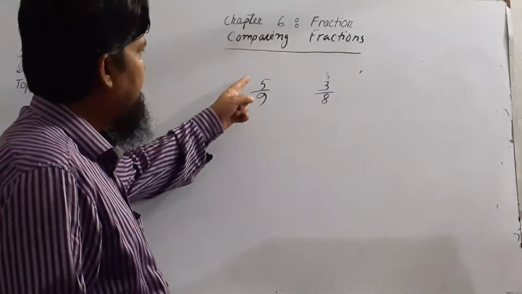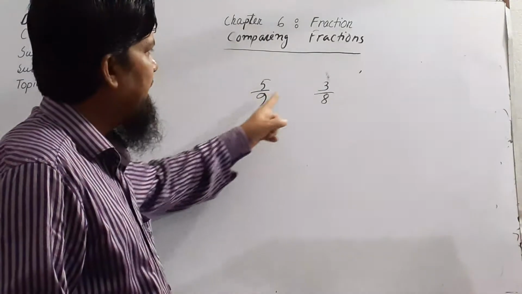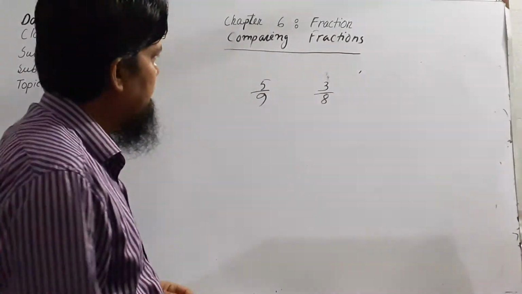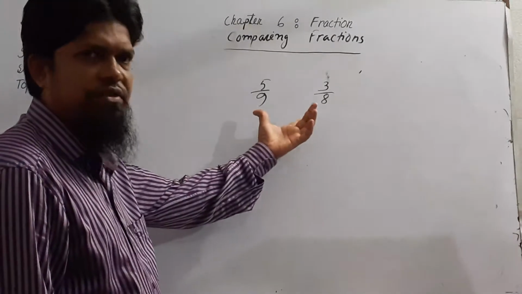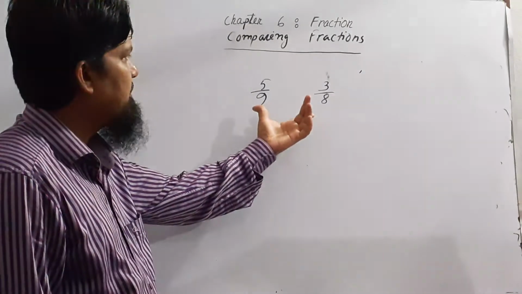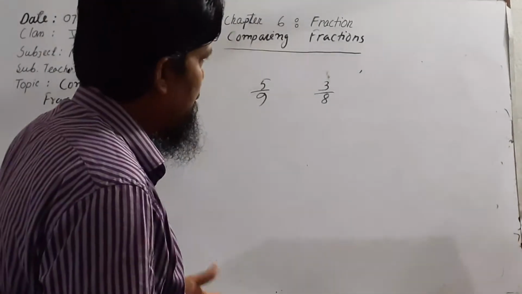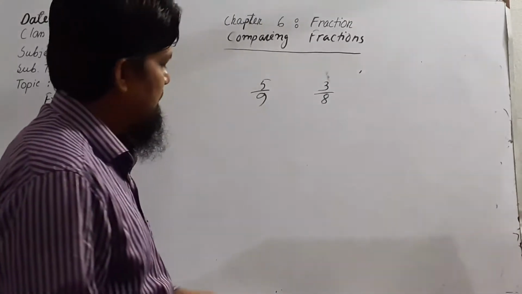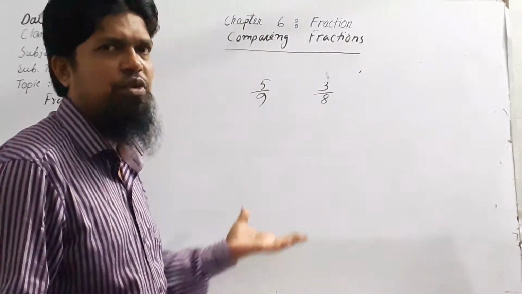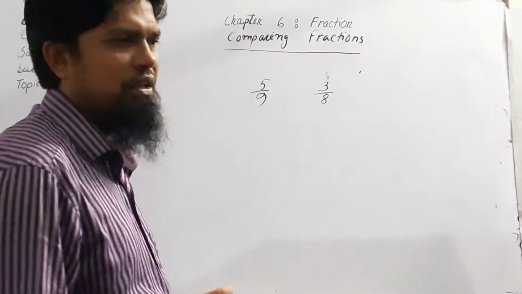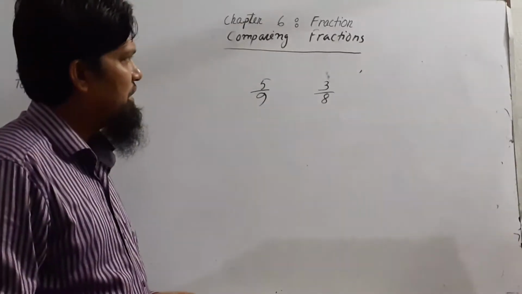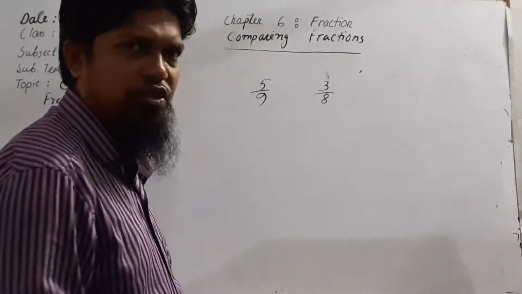On the board, I have written two fractions. One is 5 by 9 and another one is 3 by 8. If I ask you to compare these two fractions, which one is greater and which one is smaller, how will you do it? There are different techniques to understand which one is greater. First, let me consider which one is greater. Once we find the greater one, we can immediately tell which one is less. I will explain two techniques today.